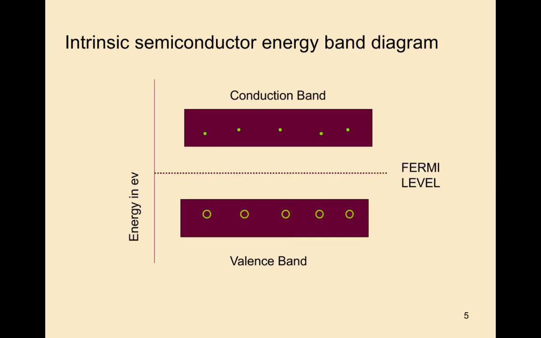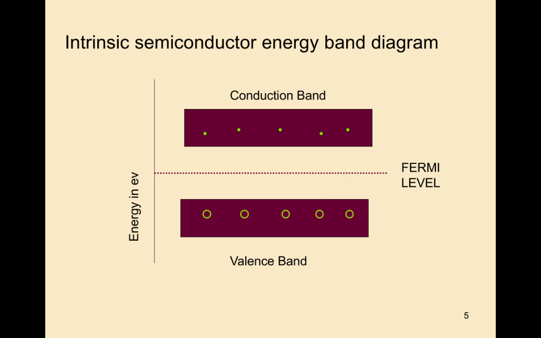Next we will see the energy band diagram of an intrinsic semiconductor. This is the energy band diagram of the semiconductor, with the valence band and conduction band. That means the number of holes and the number of electrons are equal. The number of holes in the valence band in this diagram is 5 and electrons in the conduction band also 5. So these two are equal. At room temperature, when these two are equal, it behaves like an insulator.